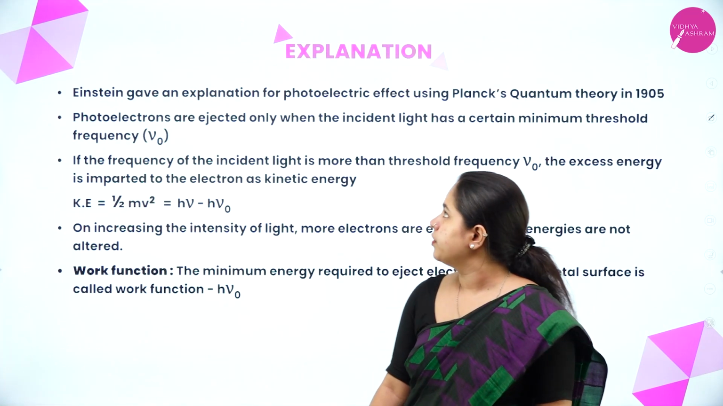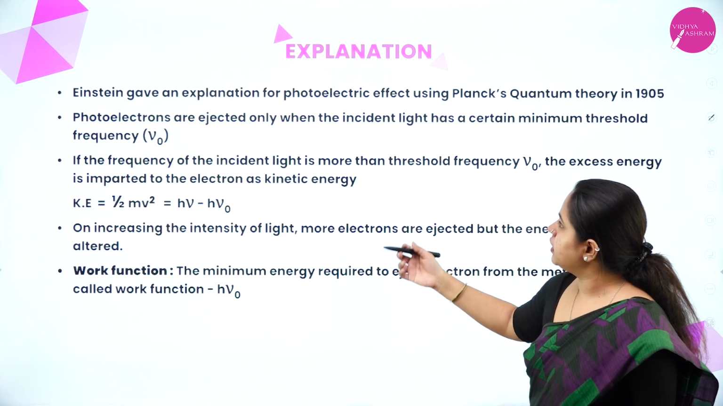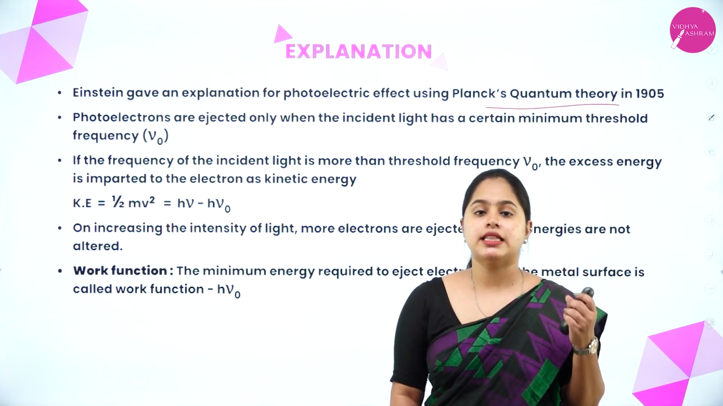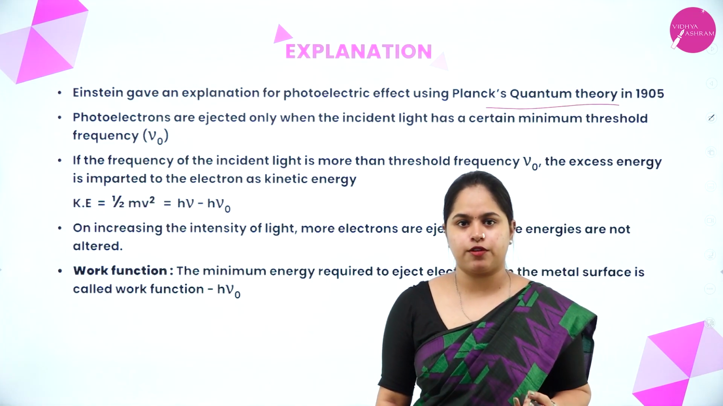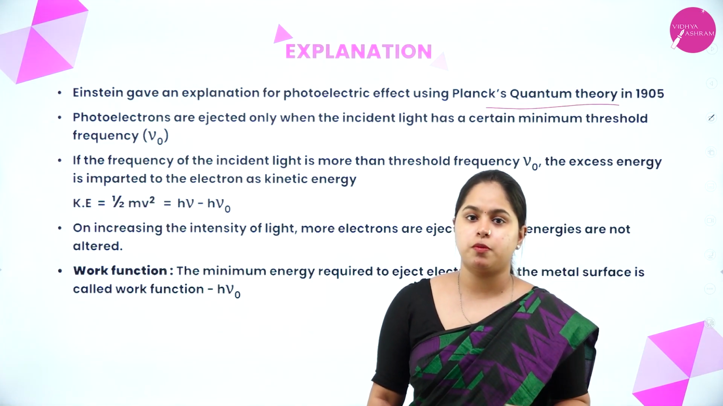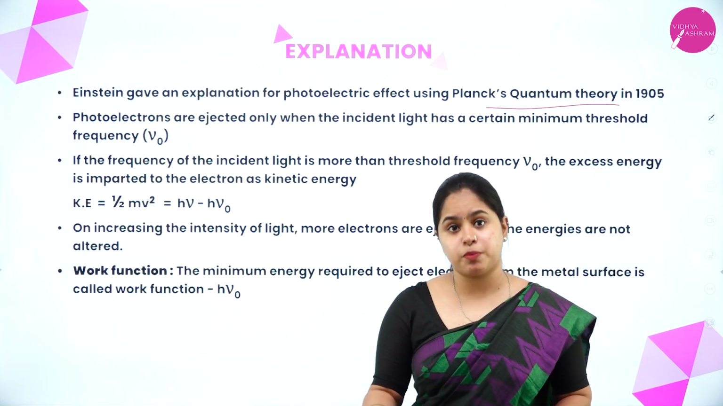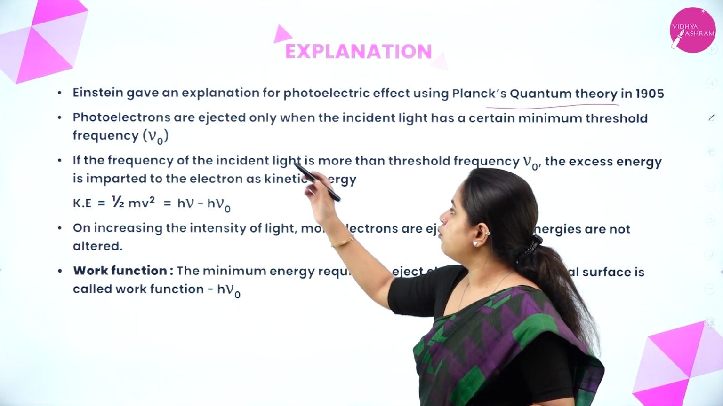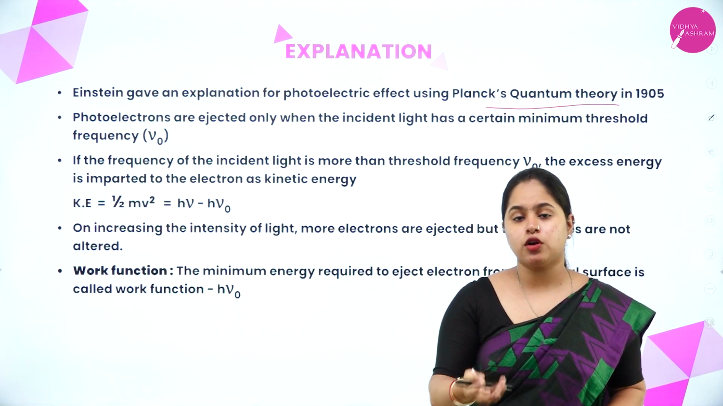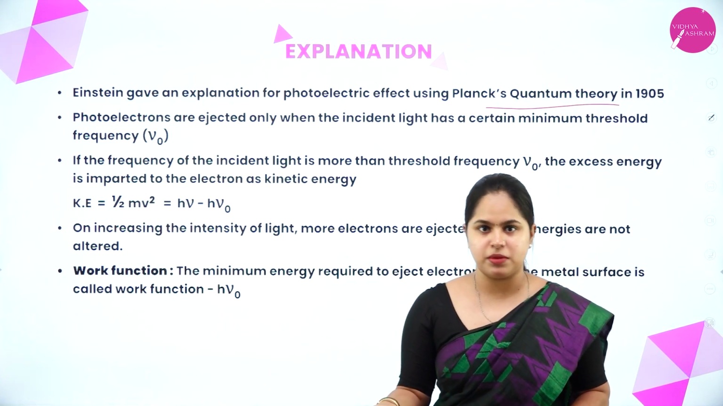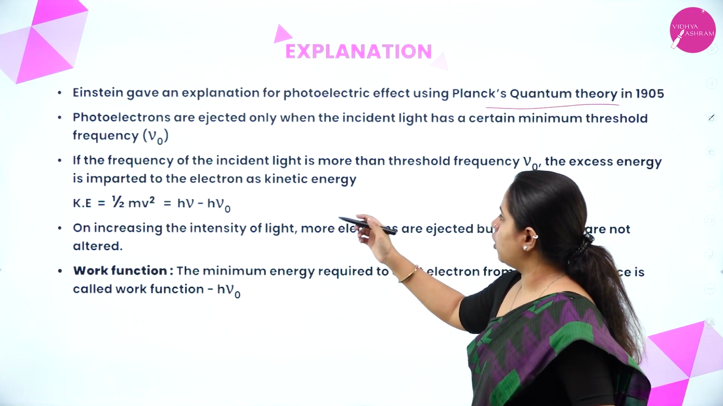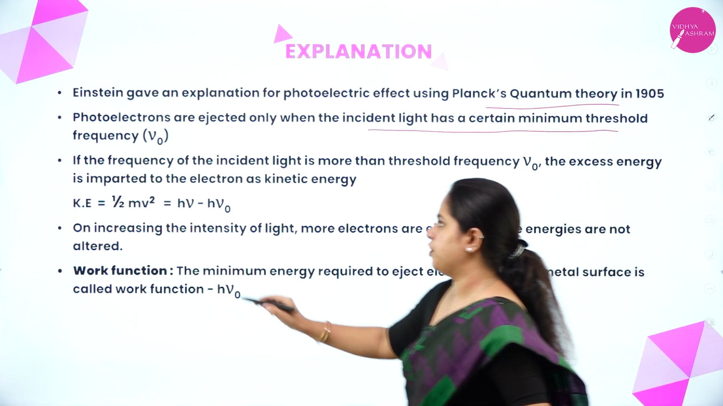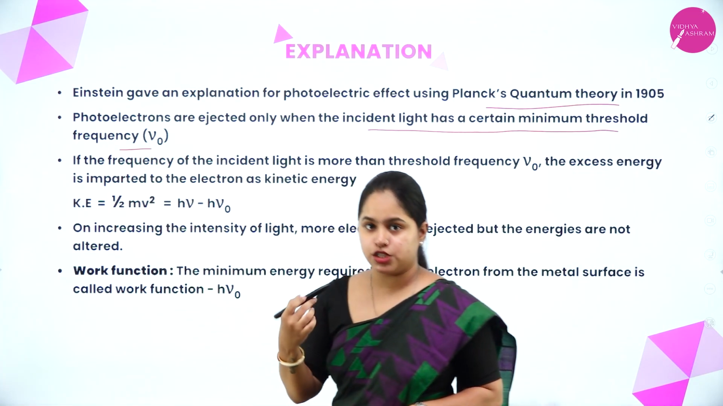Clear? Now, Einstein gave an explanation for photoelectric effect using Planck's quantum theory. As I said, in the case of black body radiation and photoelectric effect, it was not being able to be explained by the wave nature. This was explained by Planck using his quantum theory, right? Now, what are photoelectrons? The electrons that are being ejected from the metal surface, right? So, photoelectrons are ejected only when the incident light has a certain minimum threshold frequency. We discussed it, that is nu 0.